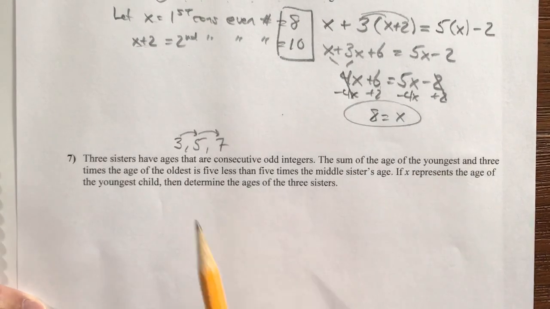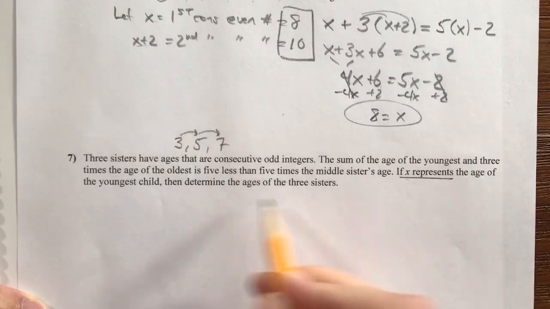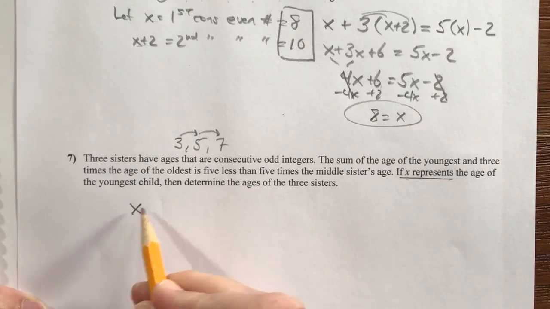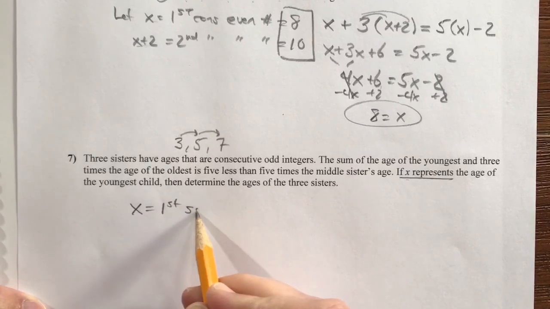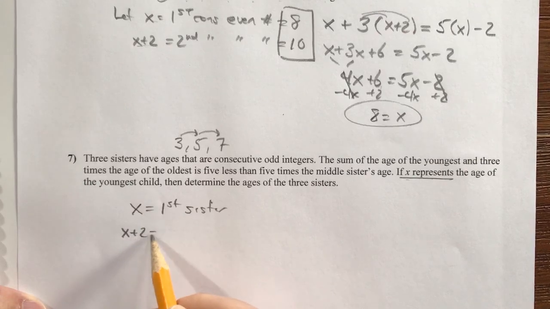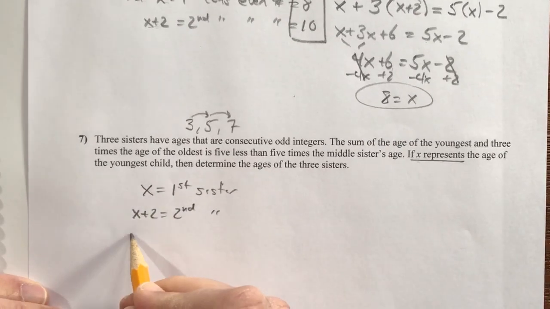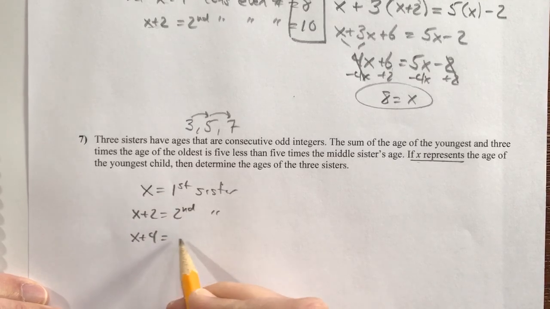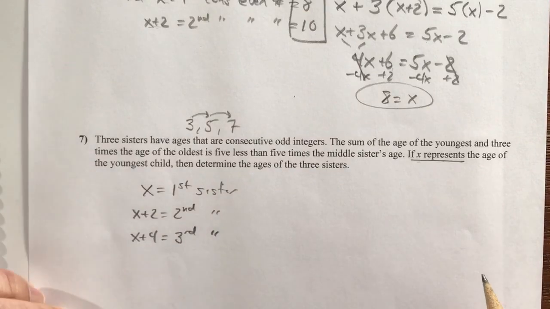All right, so let statements. Let x represent the age of the youngest child. X is the first sister, the youngest. X plus 2 would be the second sister, the middle child. X plus 4 would be the oldest kid, third sister.